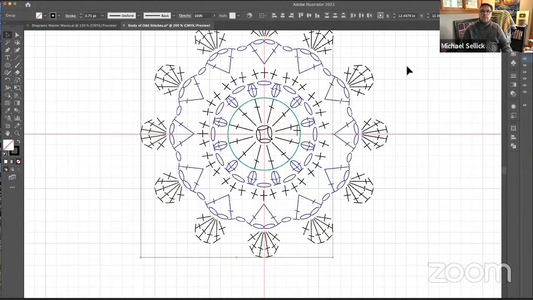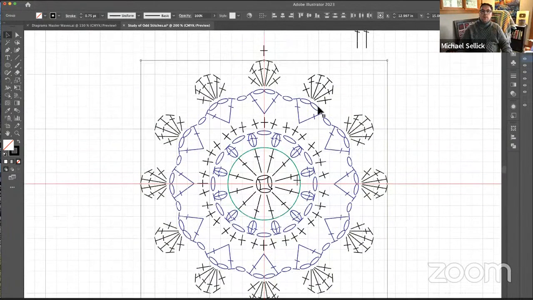So once I get these done, I send them over to Yarn Inspirations to go with the pattern.